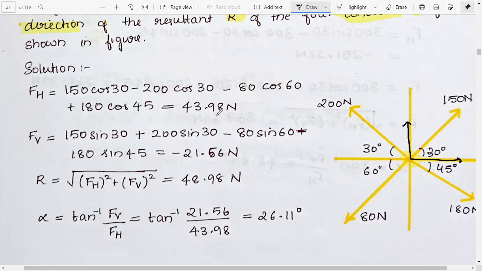So if we calculate these values, we'll be getting 43.98. Similarly, if we do the force on the vertical axis, we'll get minus 21.56 Newton. Then we need to find the resultant R, which is root of FH square plus FV square, which will get 48.98 Newton. Then we can find the alpha, which is the angle between the resultant and one of the forces, which will get 26.11 degree. Let us move to the next problem.